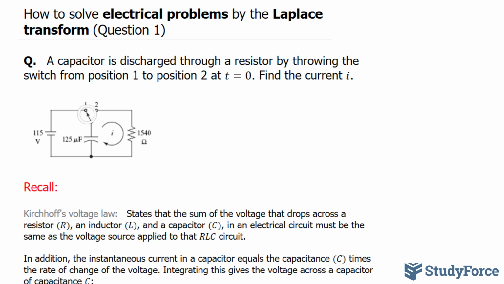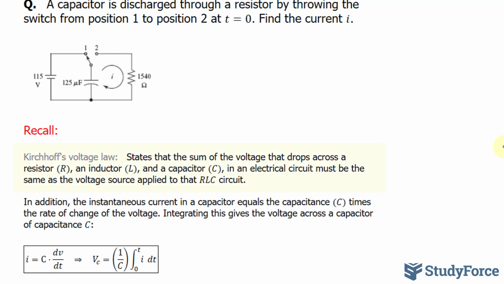What we're doing is we're taking it from position 1 to position 2, and they want us to find the instantaneous current. To do this problem effectively, you need to keep in mind Kirchhoff's voltage law, which states that the sum of the voltage that drops across a resistor or an inductor or a capacitor in an electrical circuit must be the same as the voltage source applied to the circuit itself. The voltage being applied is 115. So what we have to do to represent this is find out the drop of voltage here plus the drop of voltage here and make that equal to 115.